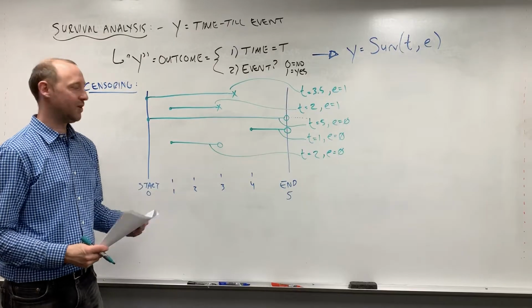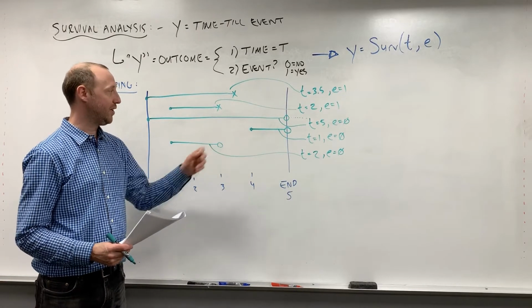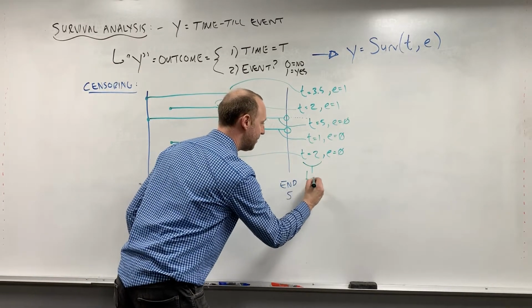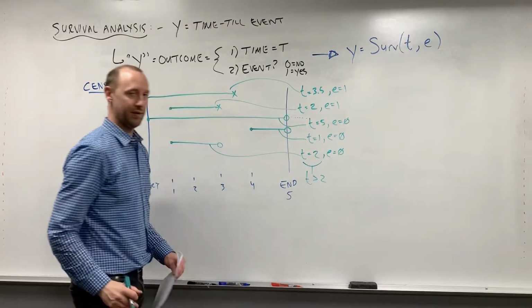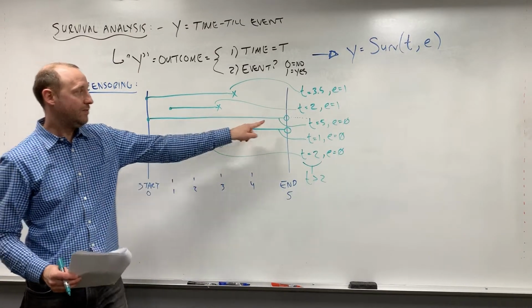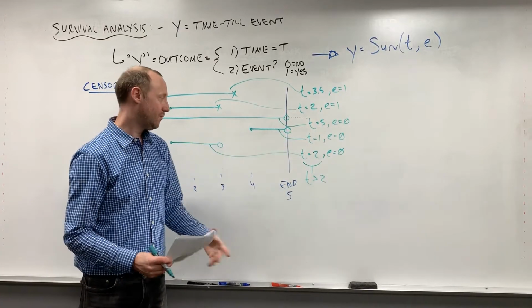So we'll see shortly how censoring gets incorporated into survival data, or how we deal with stuff like this, where we know that this person, their time is actually greater than 2, right? They survived more than 2 years. We don't know how much more. Same with this person here. Their time is actually greater than 5. So we'll see how we deal with that.